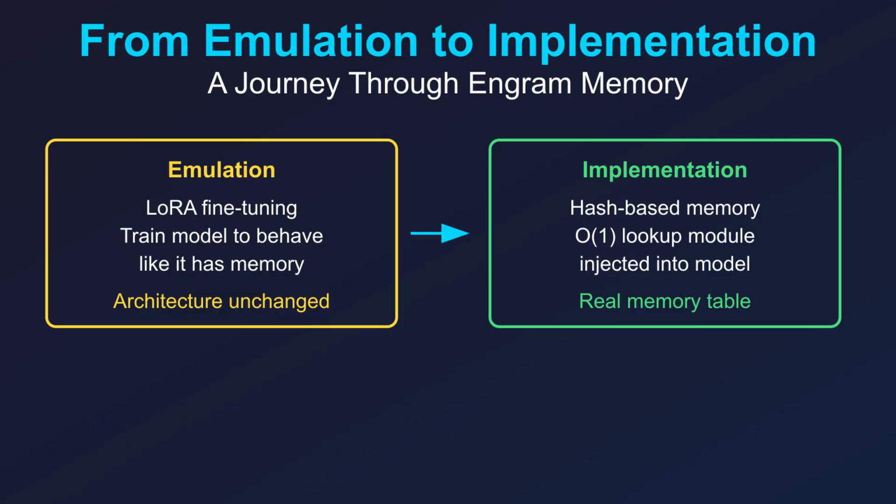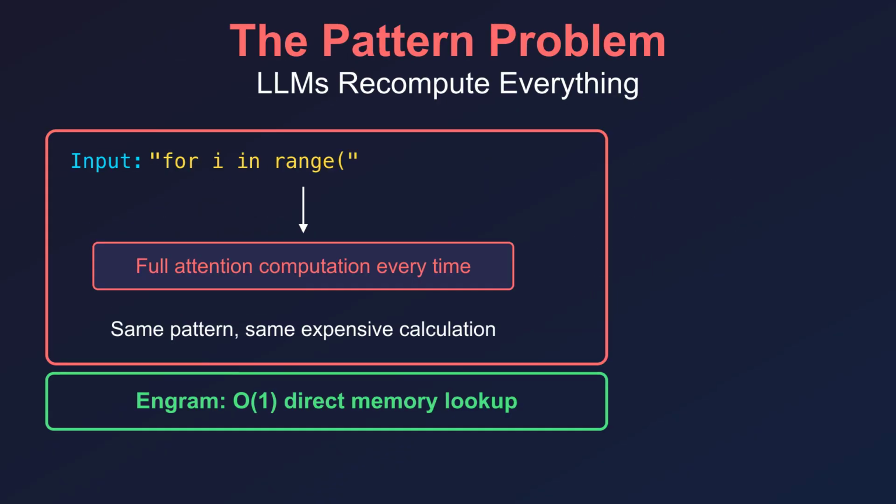We started by training models to act like they had memory, but then we found an open source implementation that does it for real. This is what we learned along the way. Language models recompute everything from scratch. Even common patterns like for loops get full attention treatment every time. Engram promises to fix this with direct memory lookup.